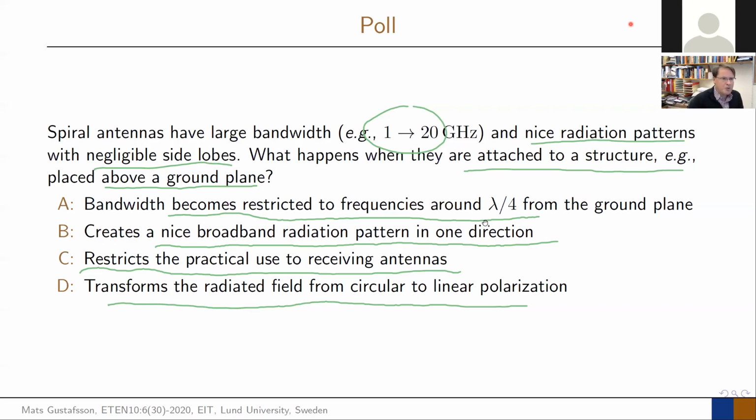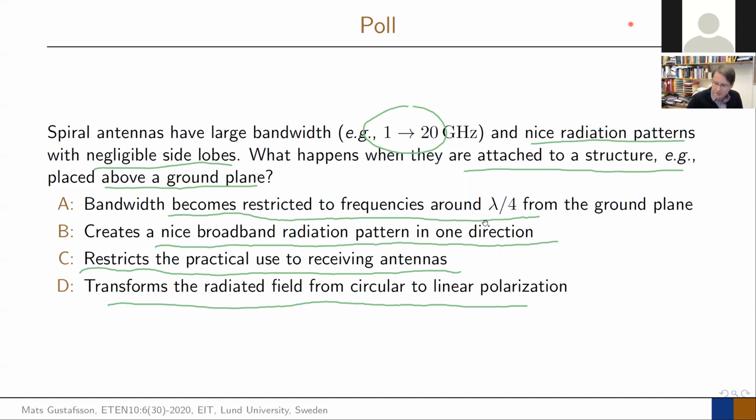The B part also got quite a lot of votes, and unfortunately that doesn't happen. This does not behave as a patch antenna where you get nice radiation in one direction. You really get a narrow band antenna radiating in one direction. Not good at all.